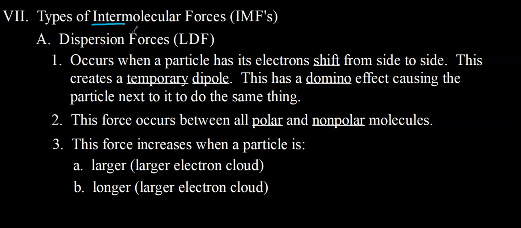Dipole is another word for polar. Di means 2, pole ends, so 2 ends, a dipole. So you have a molecule that is temporarily and ever so slightly polar. I'll show you how this happens in just a second. This is going to have a domino effect, causing the particle next to it to do the same thing. Let me show you what I'm talking about. So let's take a look at this molecule.